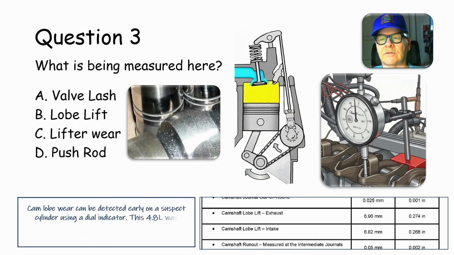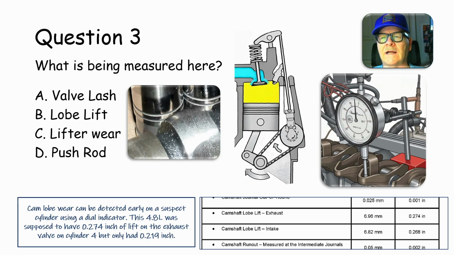Wide open throttle cruise. So what is being measured here? This is basically going to be lobe lift. Now, I may have mentioned this before, but this is on a 4.8. See the lobe lift spec on that? This one was supposed to be 274 thousandths of an inch of lobe lift on the exhaust valve, a little higher on the intake valve.